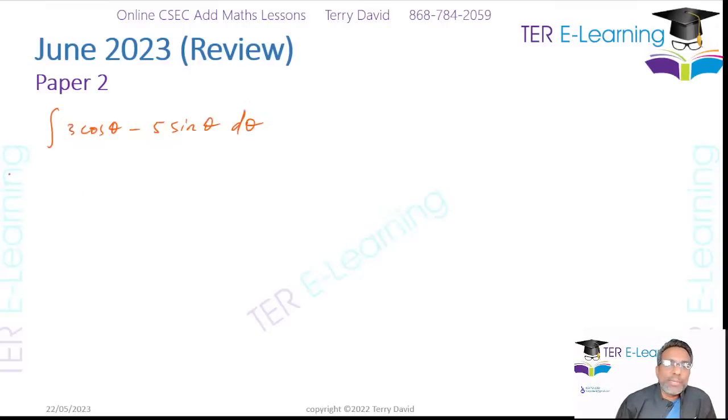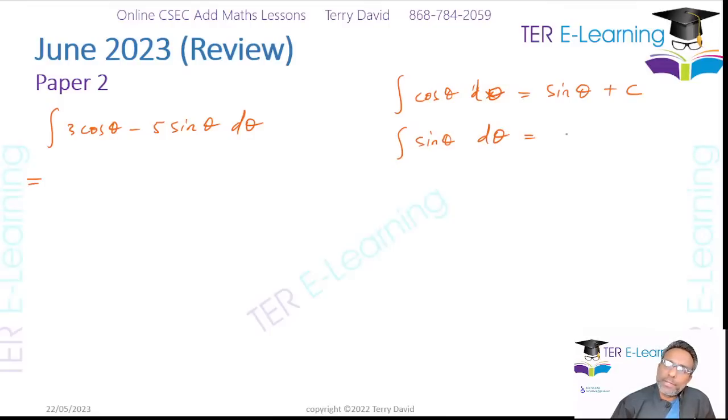All right, so what do we need to know about the integral of trigonometric functions? If you integrate cosine theta, what you're going to get is sine theta plus a constant. If you integrate sine theta, you're going to get negative cosine theta plus c. So this is what we need to remember when it comes to integrating trigonometric functions.